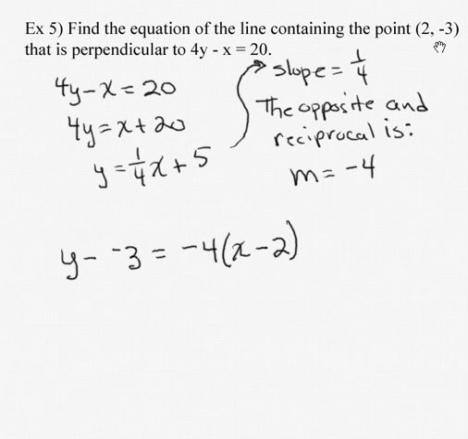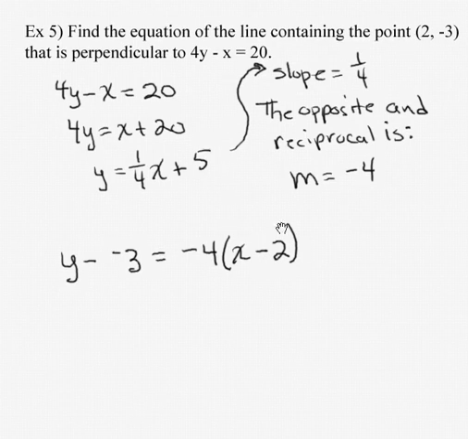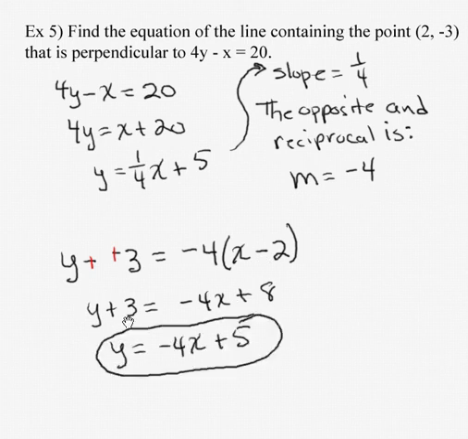Y minus the y value, -3, equals the slope we just found, the -4, distributed to x minus the x value of our point, which is 2. Don't forget that subtracting a negative is adding a positive. If we distribute out, -4 times x is -4x. -4 times -2 is +8. And to get y by itself, we'll subtract 3 from both sides. So y is -4x plus 5.